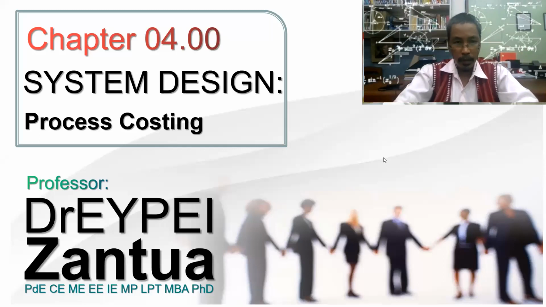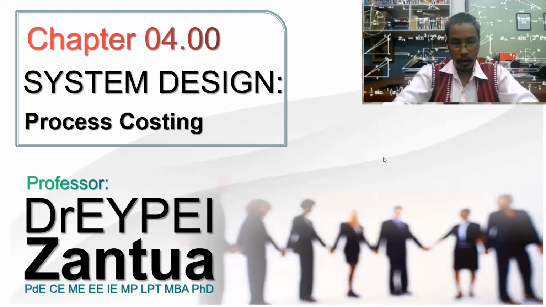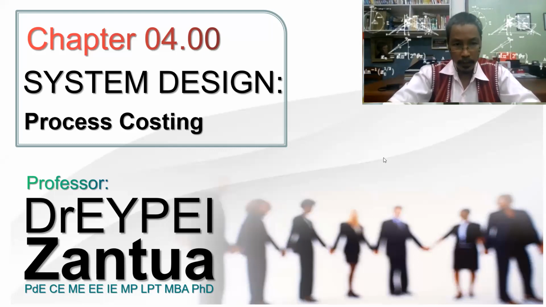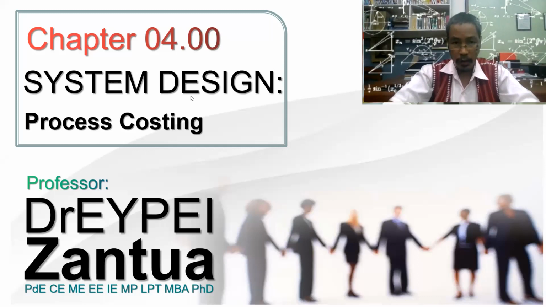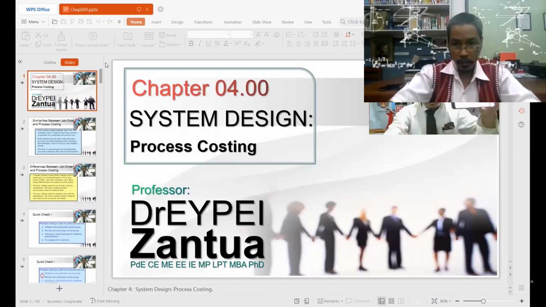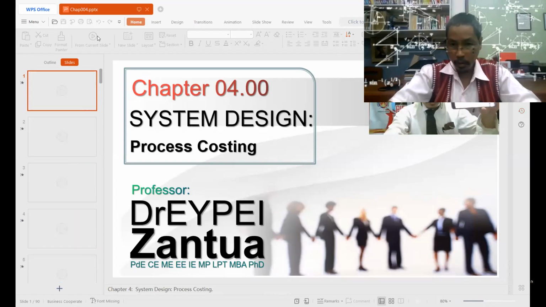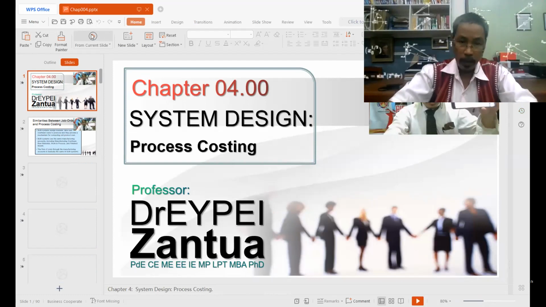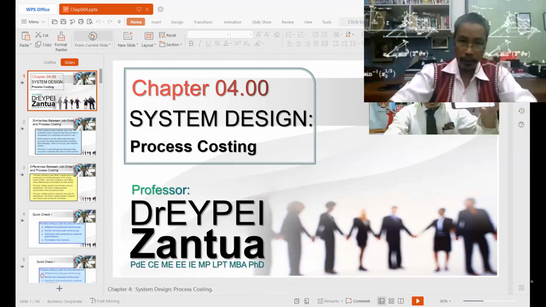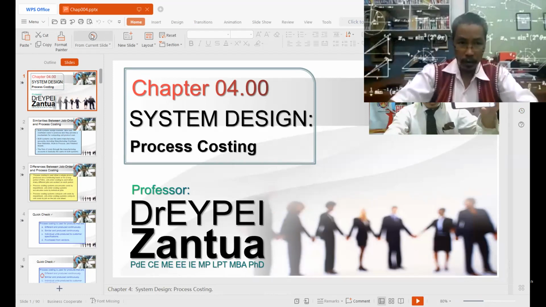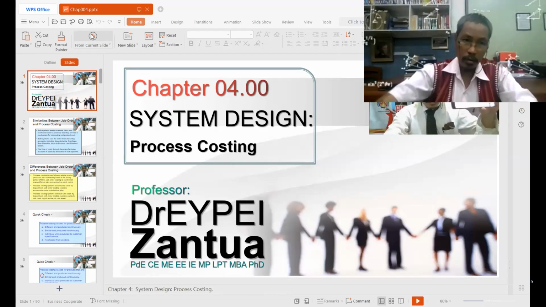In this video, let us go to the next chapter, chapter 4, System Design, Process Costing. So, we are already through with chapter 3, which is ABC, or activity-based costing. So, we are now on process costing.